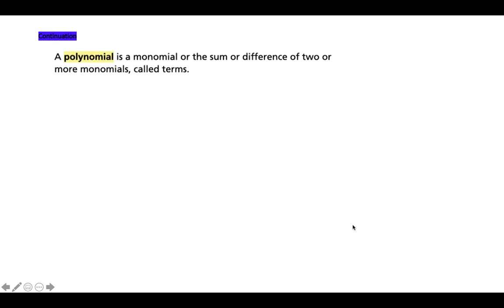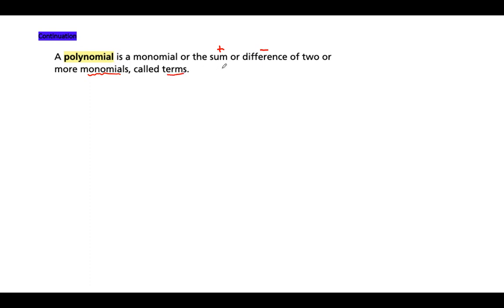So now, what is a polynomial? If you understand the first definition, the second one is not too hard, because basically a polynomial is the sum or difference, so this means addition or subtraction, of two or more monomials. Those will be called monomials, but also they will be called terms of the polynomial.